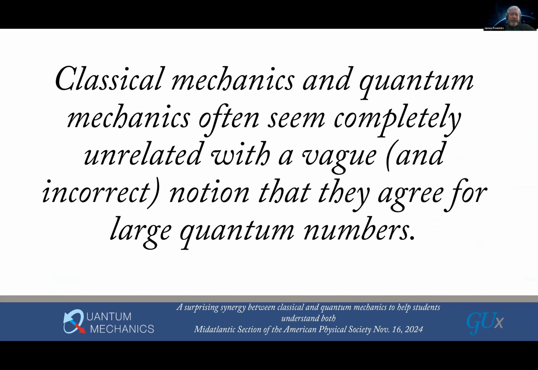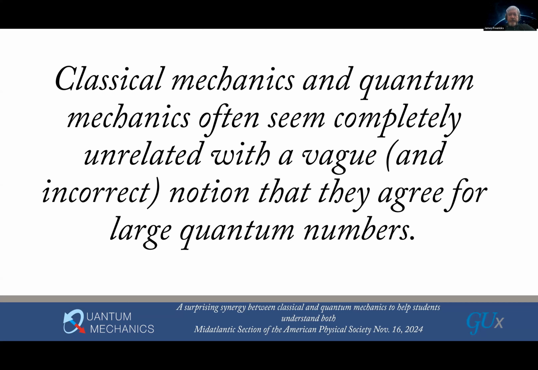When we teach classical mechanics and quantum mechanics, even though we often say you can't learn quantum mechanics without having classical mechanics, they seem pretty unrelated, with a vague and incorrect notion that the two should agree for large quantum numbers. We also have some very odd sounding quantization rules that come from Dirac, such as take a Poisson bracket, which often isn't taught very much in undergraduate classical mechanics, and replace it with a commutator.